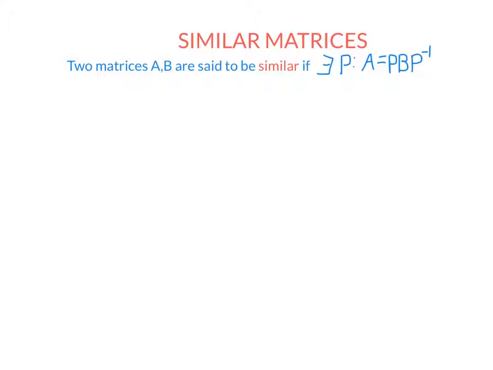Thank you so much for tuning in to this video on similar matrices. So two matrices A and B are said to be similar if there exists another invertible matrix P such that A equals P times B times P inverse.